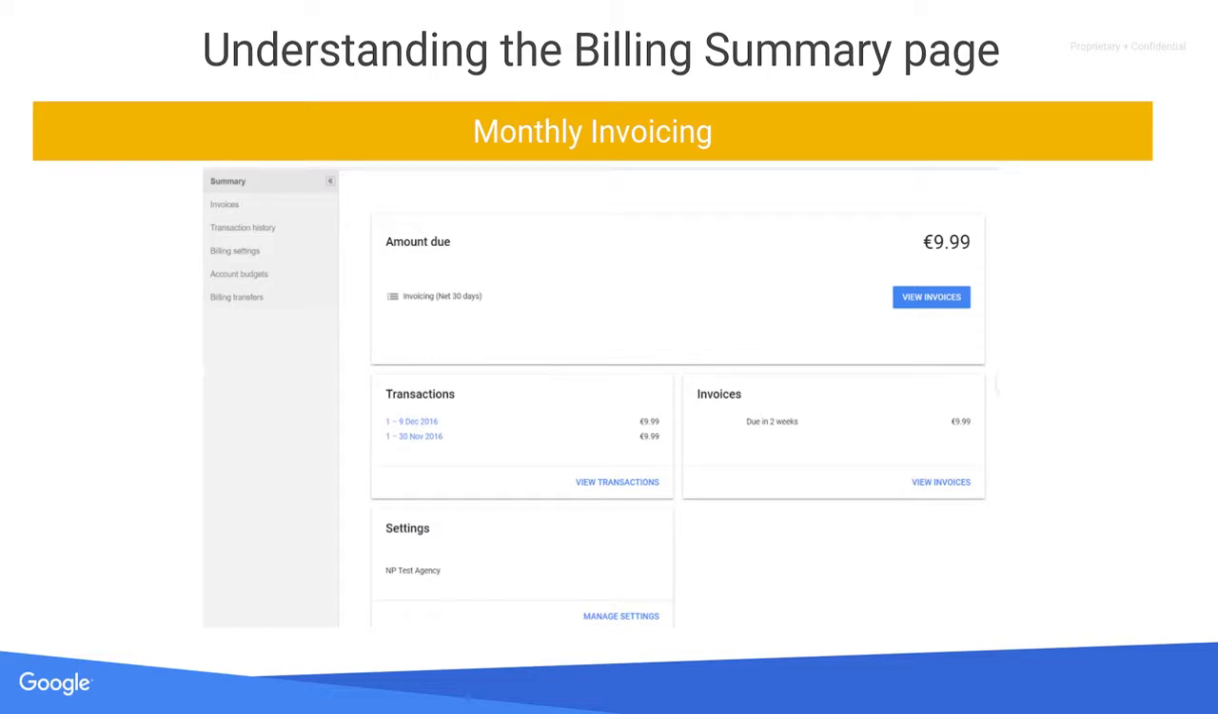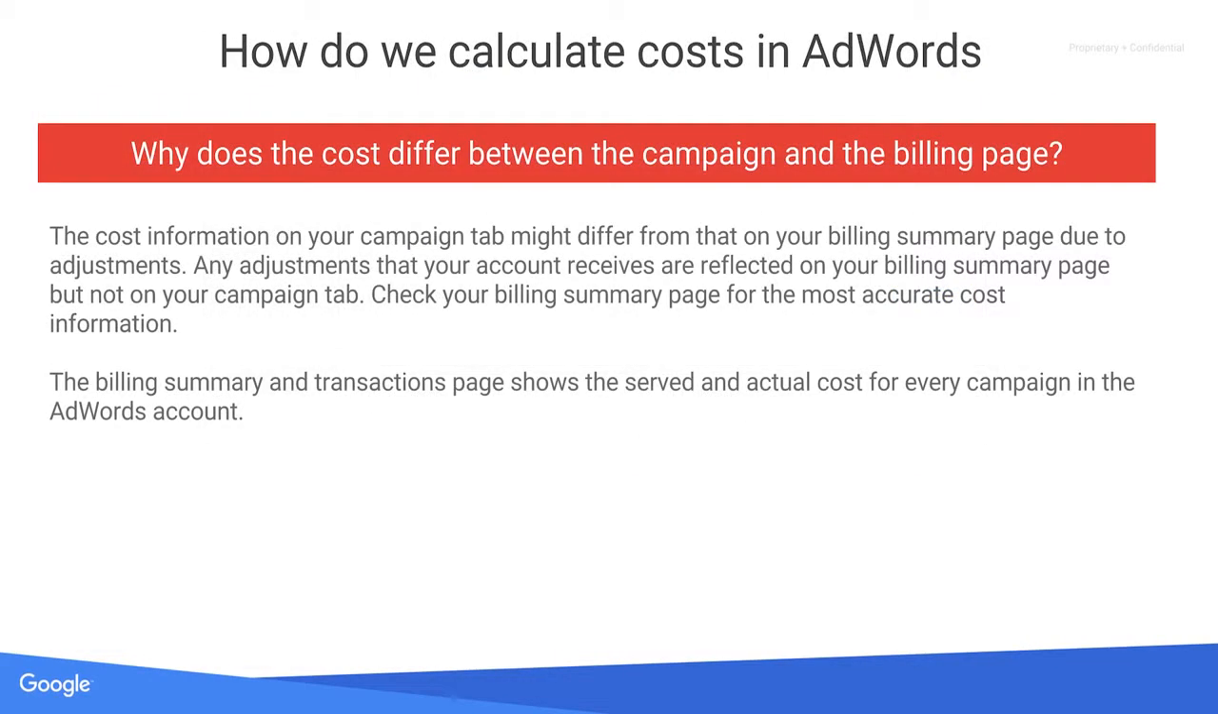You may notice at times that the campaign activity amount mentioned in the transaction history would be different from the costs mentioned for the same date in your AdWords campaign reporting. This is because any adjustment that your account receives are reflected on your billing summary page but not in your campaign tab. Furthermore, your costs in the campaign tab will show the total cost of all the AdWords ads which were served, known as your served cost.